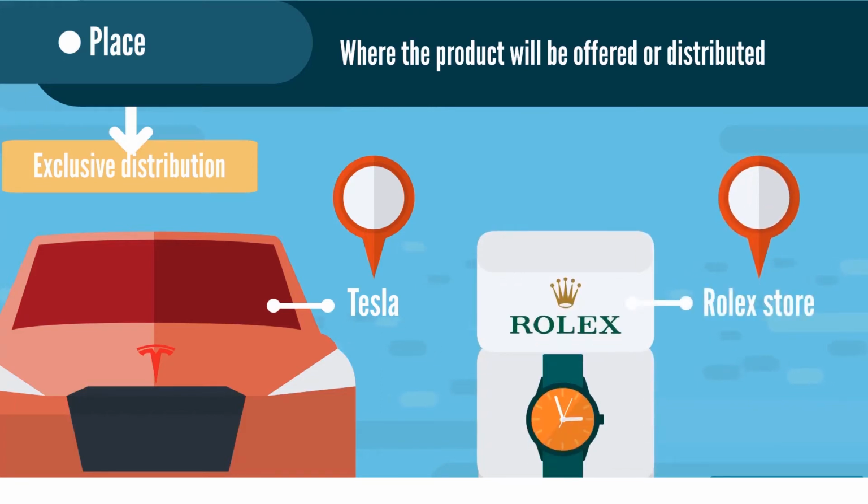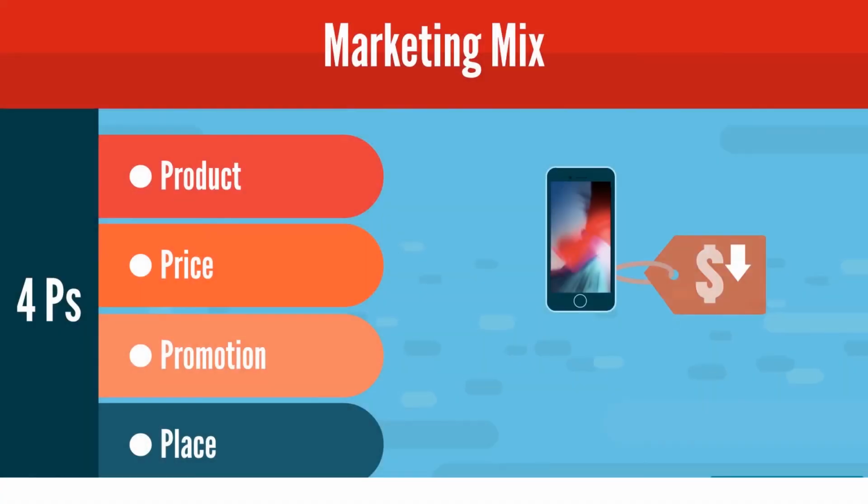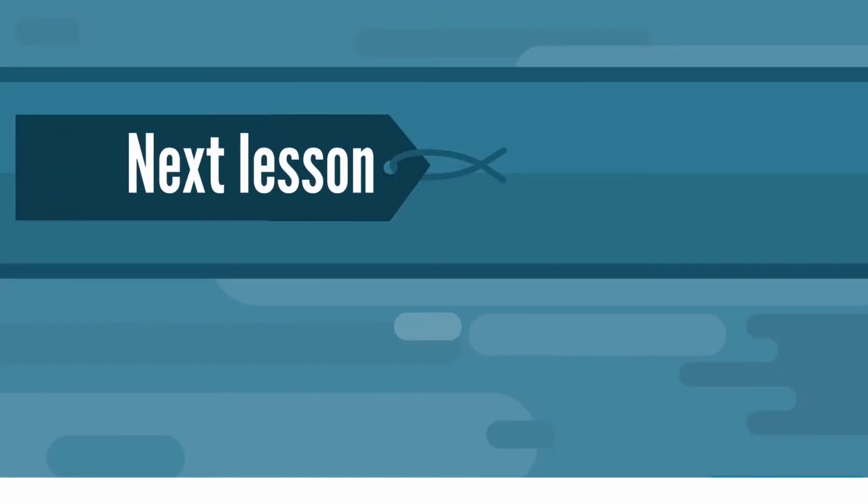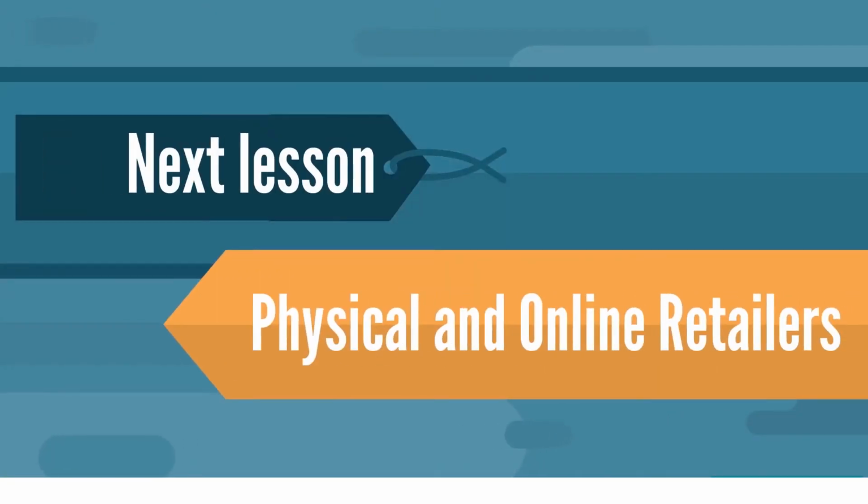Overall, all decisions about the exact locations where the product will be offered are the main part of the place marketing tools. And this is what the marketing mix tools are all about. In the next lecture, we'll discuss the differences between a physical and an online store. See you there.